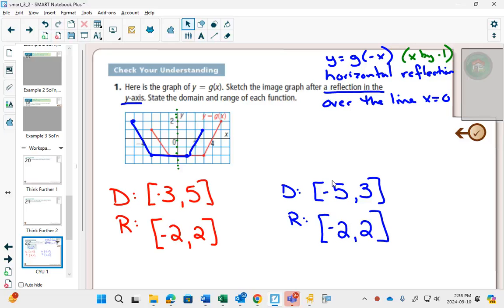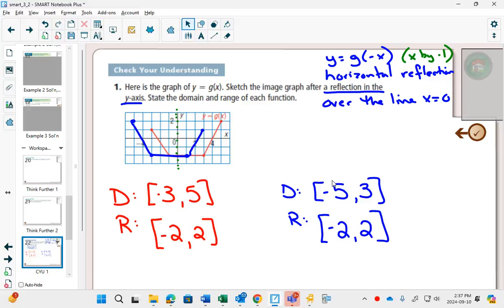Now, some things to notice. First of all, you see that the range did not change. The y values are exactly the same in the red one than they are in the blue one, which makes sense because the only thing that they said to change was a horizontal. And if horizontal only affects x values, it makes sense that your y values didn't change.